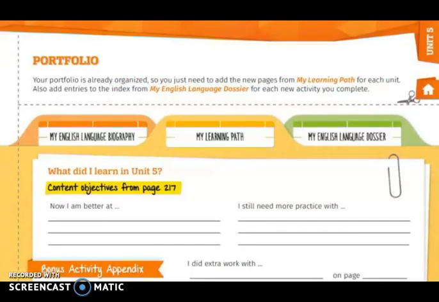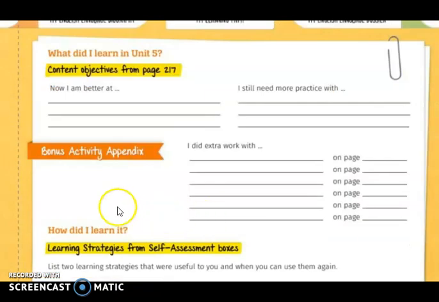Now that we have already finished unit number 5 of our book number 2, you are ready to fill in the portfolio page. Here in this part, you have to write the content objective from page 270. Now you have to put what you are good at and what you still need to practice. Okay. Then in the bonus activity appendix, you have to write the work that you did and the number of the pages that you worked on.